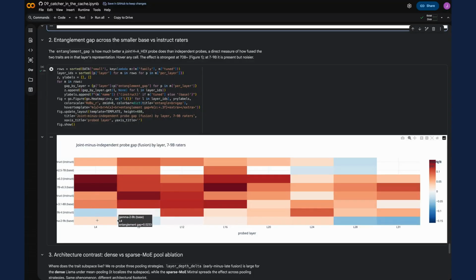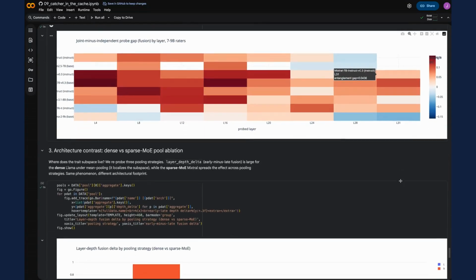Figure 3 asks where the subspace lives. Grouped bars compare 2 architectures across pooling strategies, with the early minus late fusion delta on the y-axis. The dense Llama 70B shows a large delta under mean pooling. It localizes the subspace. The sparse mixture of experts Mixtral spreads it instead. Dense localizes, mixture of experts distributes.